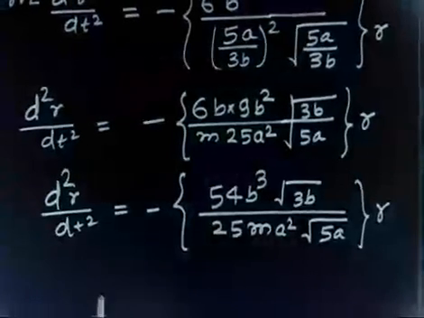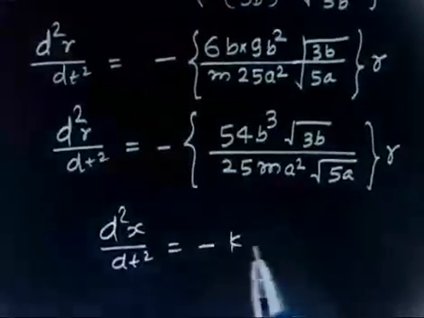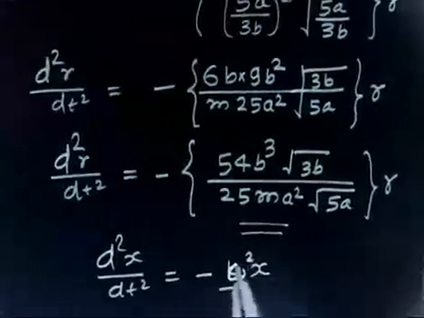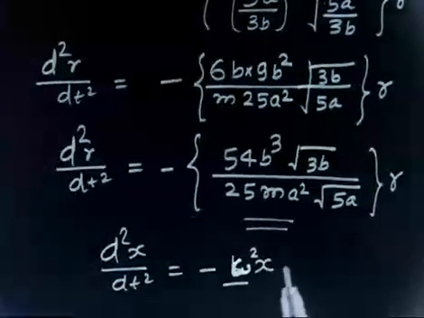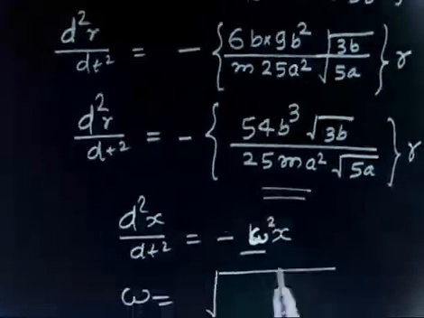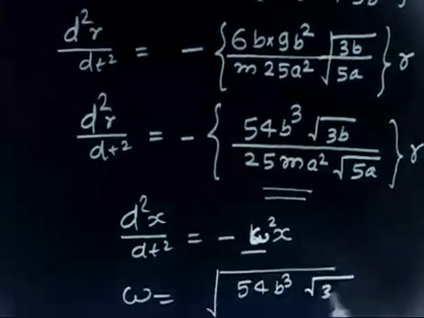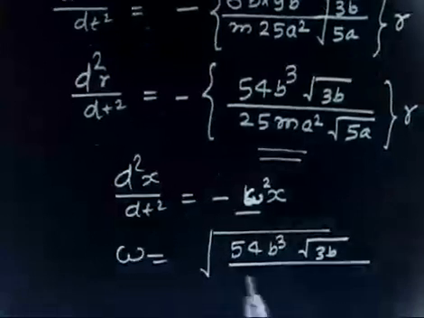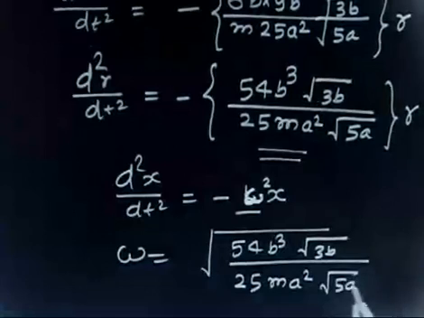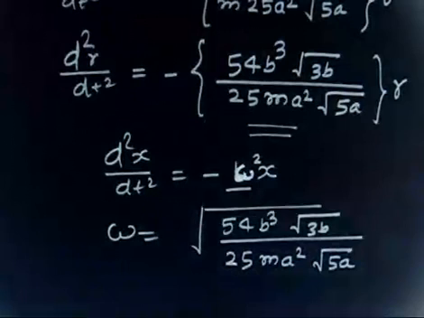So if you compare this equation with d2x by dt square equals minus kx, sorry, minus omega square x, you can find omega from here. So omega is the square root of this whole term. Are you getting? 54b cube and under root 3b, divided by 25 m a square under root 5a. So this is your omega. Now if you know omega, you can find the time period and the frequency.